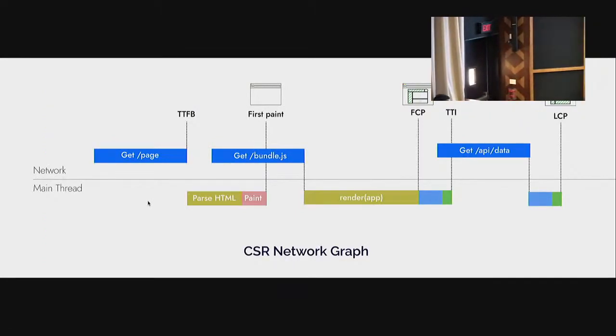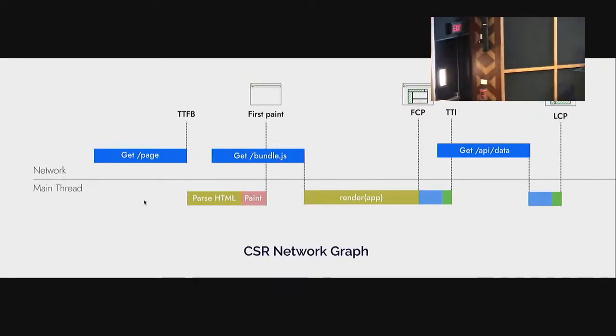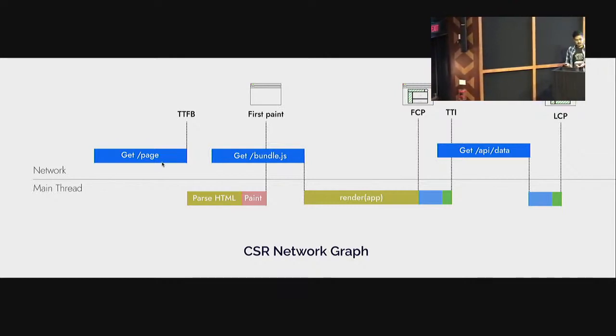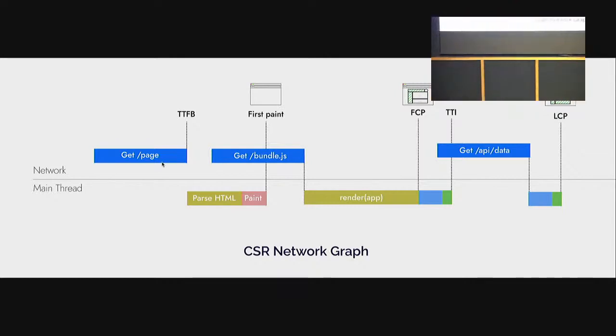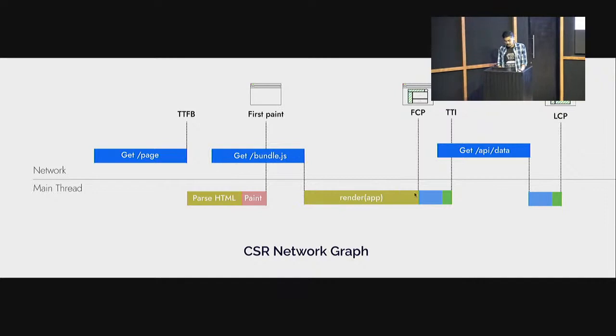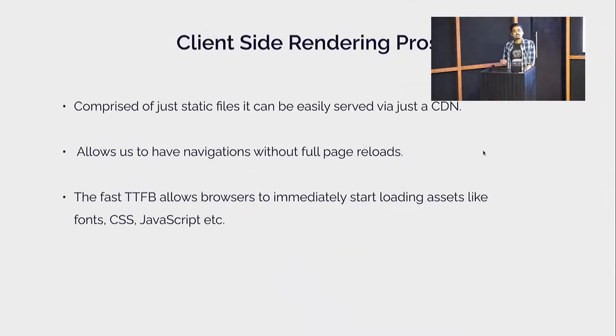So this is how the network graph looks. We have a pretty fast time to first byte because it's just a static index.html that the server needs to serve, and then we have the first paint when the browser parses the initial HTML, but the user keeps seeing a blank screen until the JavaScript is downloaded and the app is rendered, and the React code is downloaded, and the browser executes the JavaScript. Then we get the first contentful paint and time to interactive after that, and after fetching the data, we get the largest contentful paint.